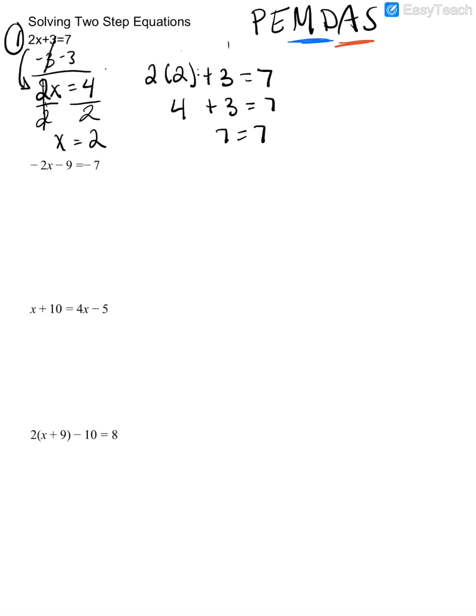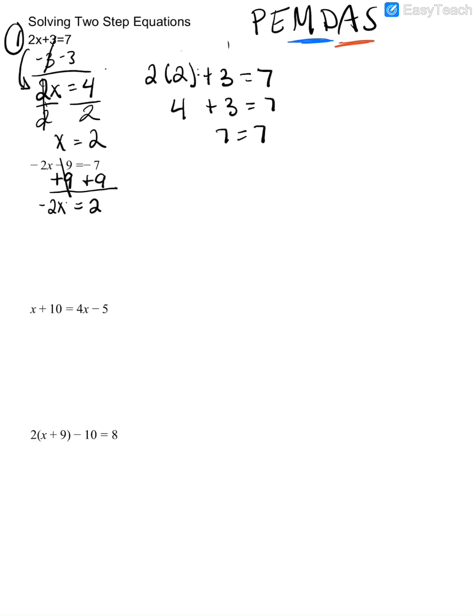So we want to start by moving the 9 away. And to do that, we need to do the opposite operation. We're going to add 9 to both sides. -9 plus 9 is going to be 0. -7 plus 9 is going to give us a 2. And we're going to bring down this -2x. And these cancel because -9 plus 9 is 0. Okay, so -2x equals 2.